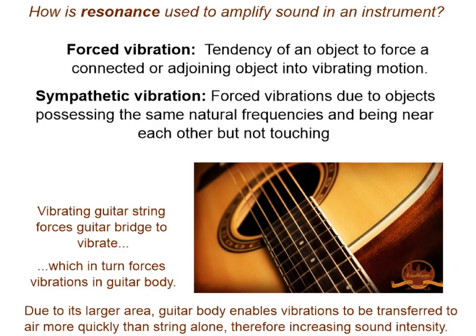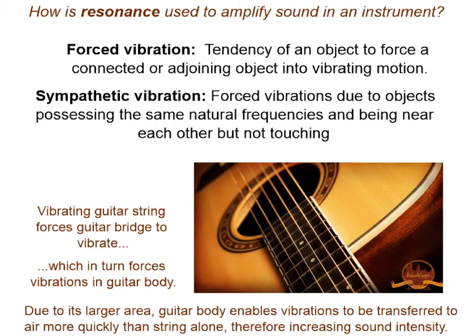So one way resonance is used is to amplify sound in an instrument. We have two different kinds of vibrations, force vibration and sympathetic vibration. A force vibration will be the tendency of an object to force a connected or joining object into a vibrating motion. For example, we have our vibrating guitar string, and it's been plucked and it's vibrating. It forces the guitar bridge to vibrate. Those are touching and joining. That in turn forces vibrations in the guitar body.